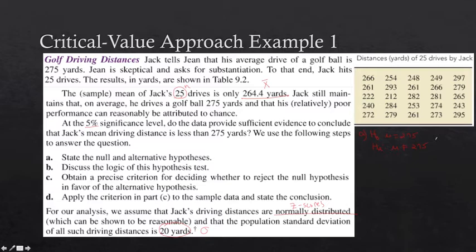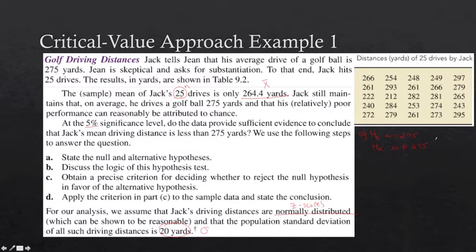Letter B, we're just going to discuss the logic of this hypothesis test. Well, basically, the logic of the hypothesis test is as follows, okay? Now, if the null is true, then Jack's sample mean of his drives should approximately be 275. Now, we should not expect the mean of his drives to be equal to the population mean, because there's error and things like that involved. So it should be approximately close.